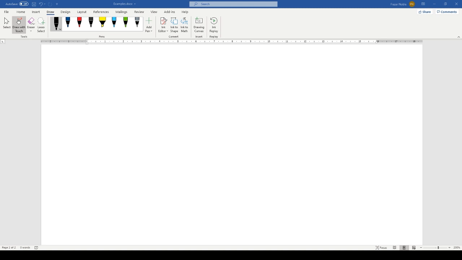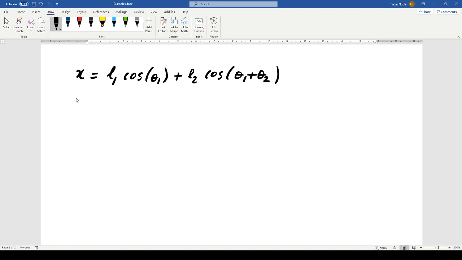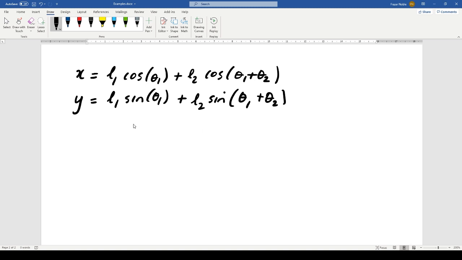Okay, let's look at an example. Let's say we have a function x being equal to L1 cosine theta 1 plus L2 cosine theta 1 plus theta 2. And we have another function named y being equal to L1 times sine theta 1 plus L2 sine theta 1 plus theta 2. So what we want to do is figure out the differentials of x and y.